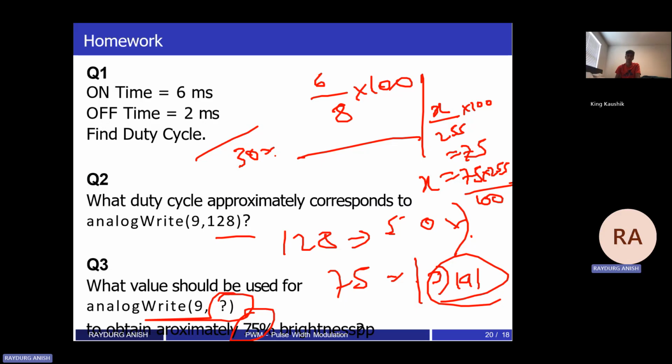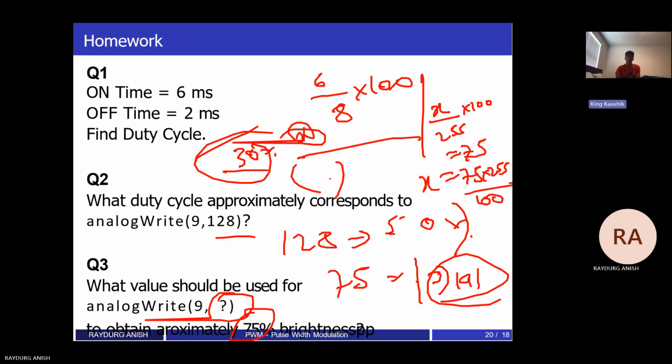If I give, let us say, a 30% duty cycle, how can you get the corresponding analog X value? Come on, tell me for this one. Suppose the duty cycle is 30%. In analog, how much should I give? It would be the pin's analog, right? Let's just say 9, comma, 30%.